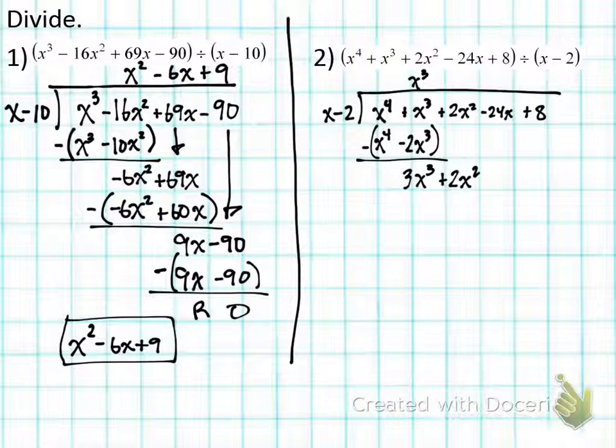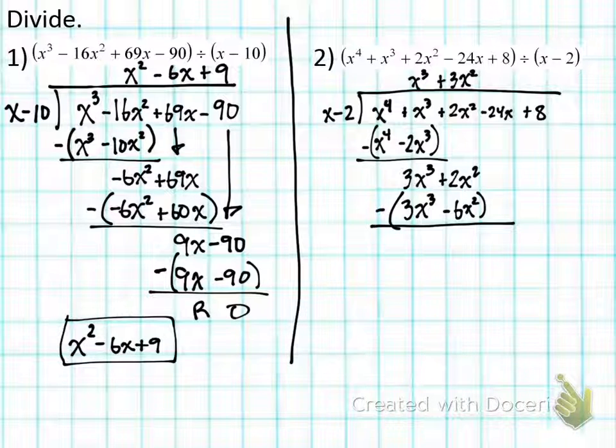What do I multiply it with? X times 3x squared. 3x squared times x is 3x cubed. Then we got 3x squared times negative 2 is negative 6x squared. Parentheses, subtract 2x squared minus negative 6x squared is positive 8x squared. Bring down the next term, negative 24x.